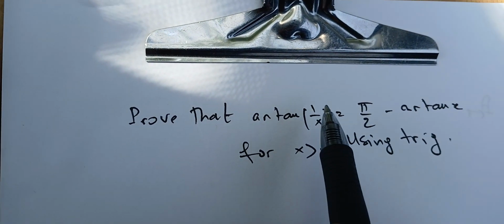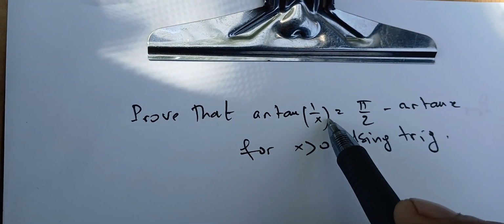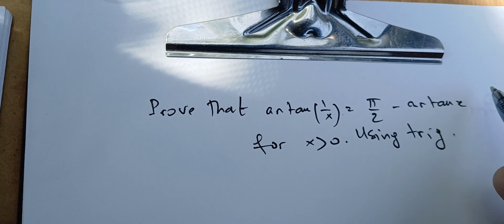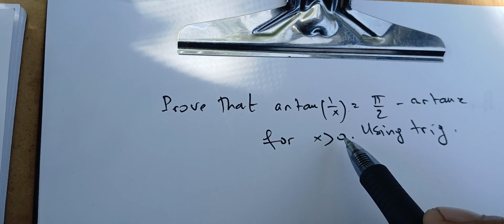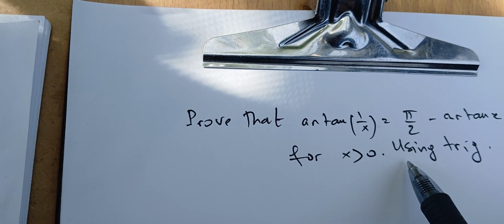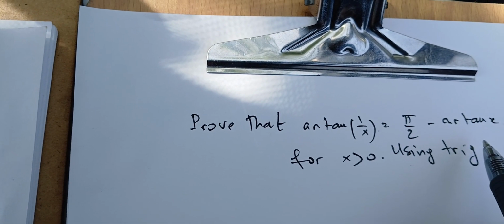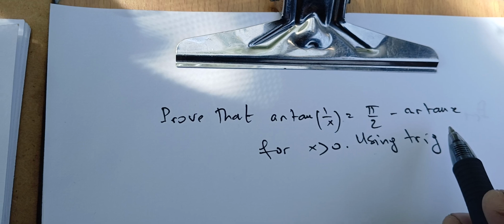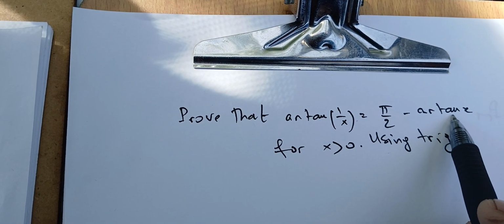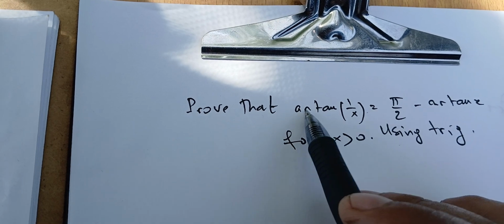In this video, we're going to try to prove that arctangent of 1 over x is equal to pi over 2 minus arctangent of x for x positive. We have already proven this result using calculus. Today, we're going to prove it using some trick. So, I have written it this way to make it easier for you to work. So, we start from here.